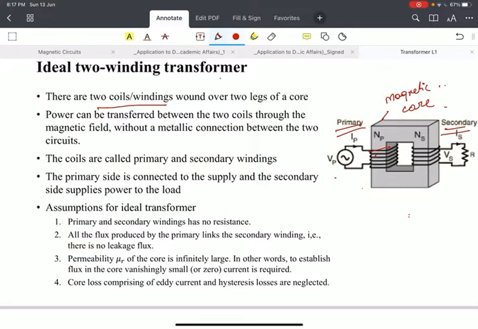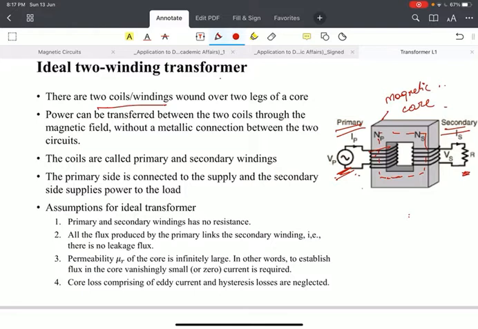The power is transferred from primary to secondary by the magnetic field induced by the magnetic flux in the core. Therefore, as you can see here, in this case we are assuming that the primary is connected to the source and the secondary is connected to the load.